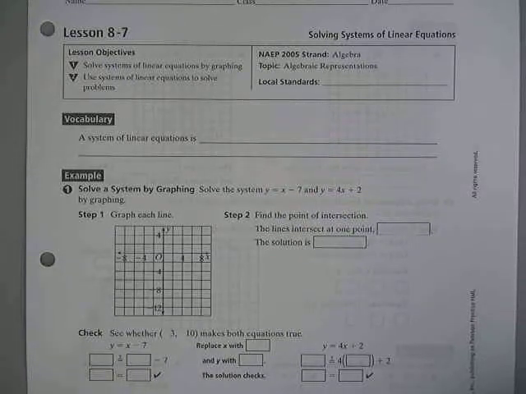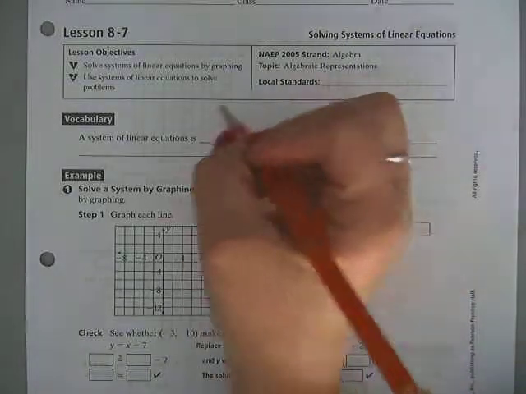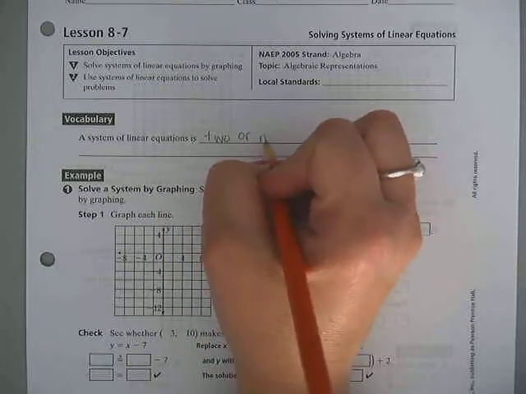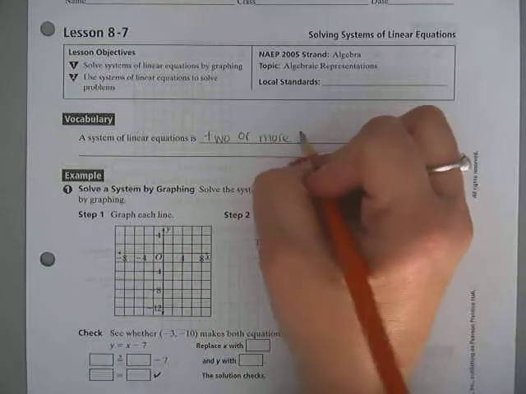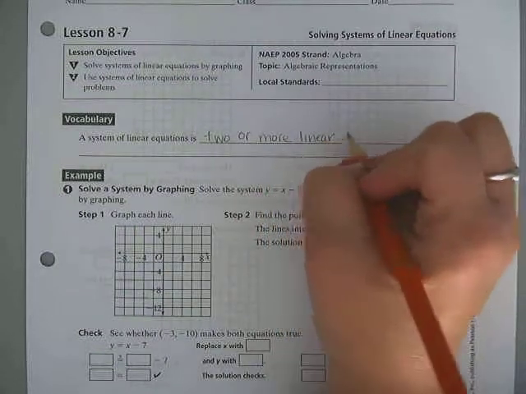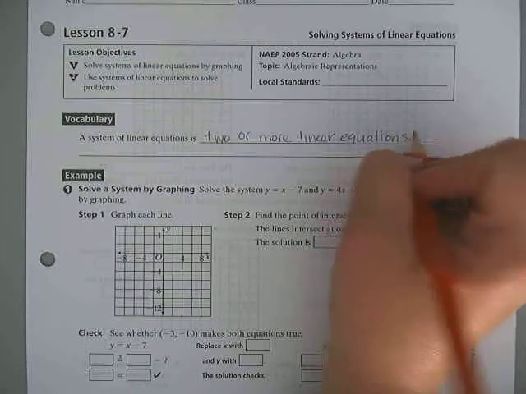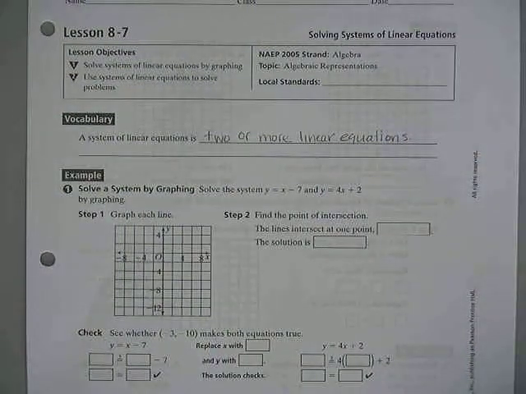Okay? Easy part. All right. So a system of linear equations is two or more linear equations.